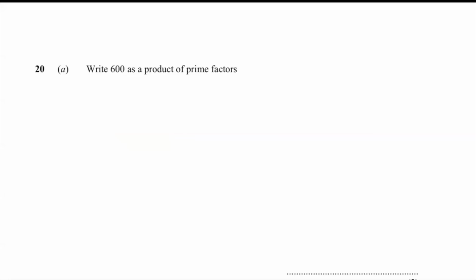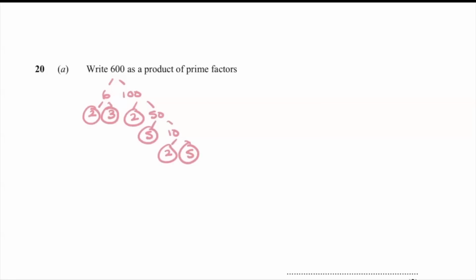Okay, so for the first part of this question, we need to write 600 as a product of prime factors. So we are going to split it into two numbers that multiply to make 600. And of course, you may split it in a completely different way. I'm going to start by doing 6 and 100. And then I've got 2 and 3 that multiply to make the 6. They're both prime numbers. And then I've got 2 and 50, 5 and 10. And then I've got 2 and 5. That's the prime factors.